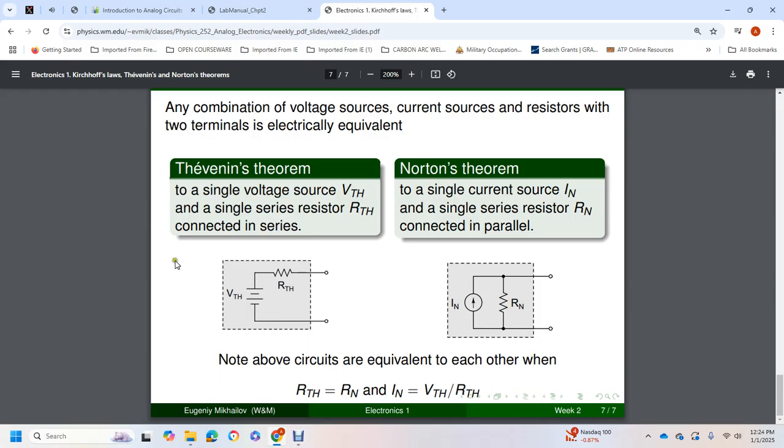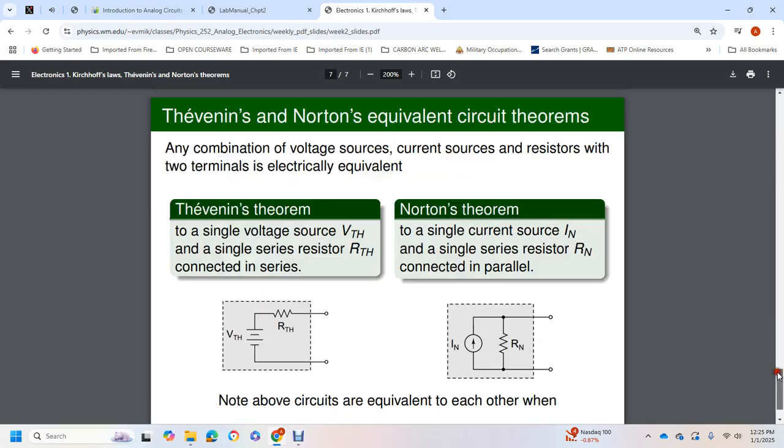So we have a Thevenin voltage, a battery, with a Thevenin resistor, and then we have a current source, the Norton current, with a Norton resistor. Note the above circuits are equivalent to each other. The Norton resistance is equal to the Thevenin resistance, and the Norton current is equal to the Thevenin voltage over the Thevenin resistance.